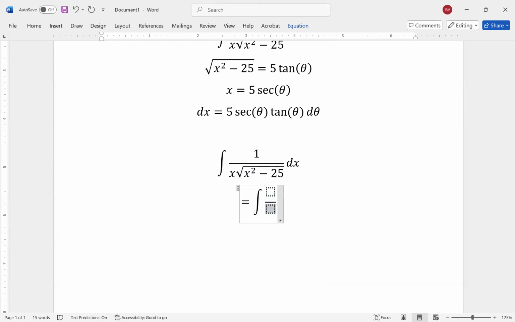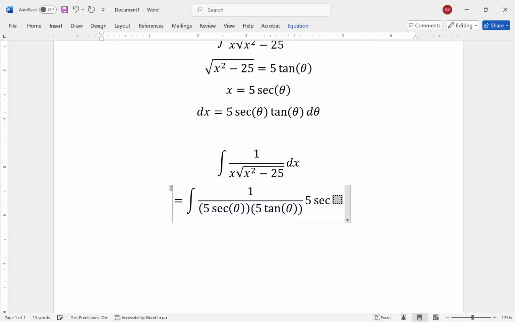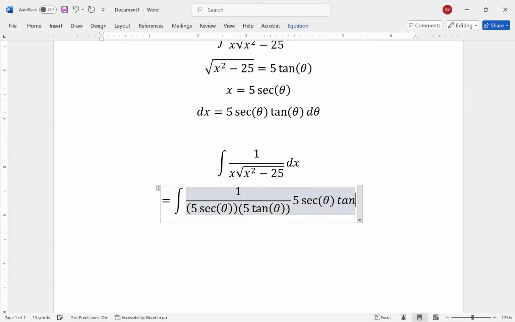On top, just a 1. That x gets replaced with 5 times secant of theta. So that's the x. The square root gets replaced with a 5 times tangent of theta. And then the dx is 5 times secant of theta multiplied times tangent of theta, d theta, obviously.